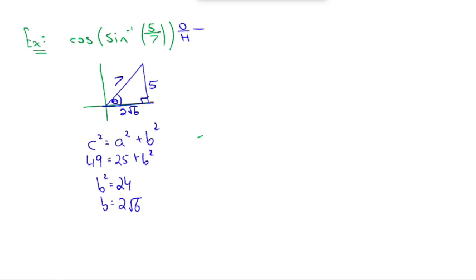So what's the answer to my problem? The cosine of the sine inverse of 5/7. Well, we took care of the sine inverse of 5/7. It's right here, that angle. Do we care what the measure of that angle is? No, because I'm looking for the cosine of that angle. It's 2 square root of 6 over 7, adjacent over hypotenuse. And that's it? That's it. Very simple.